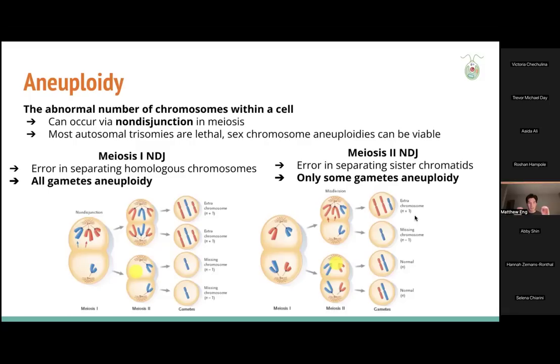And so that's the big difference for meiosis 1: all of the cells are affected in some way, and all of them have aneuploidy. During meiosis 2, those homologous pairs are actually separated normally. But when we go through that second round of division, those sister chromatids aren't separated properly. They'll go towards the same side of the cell.